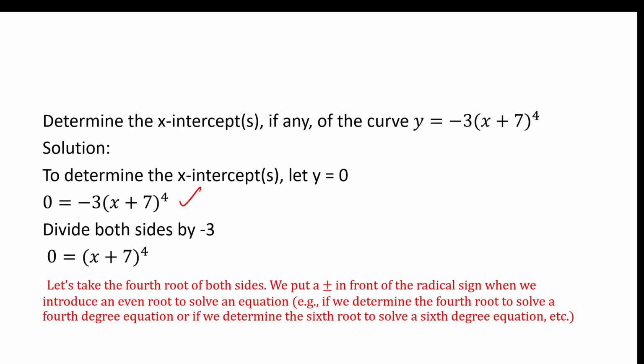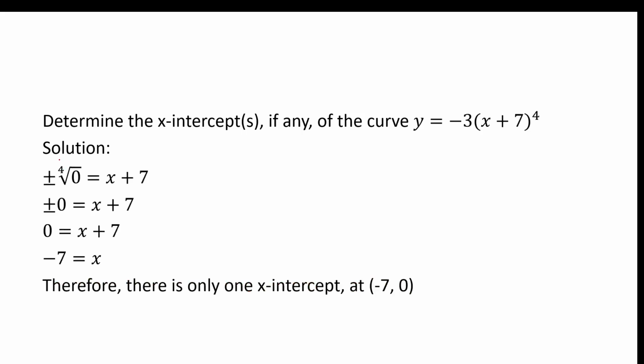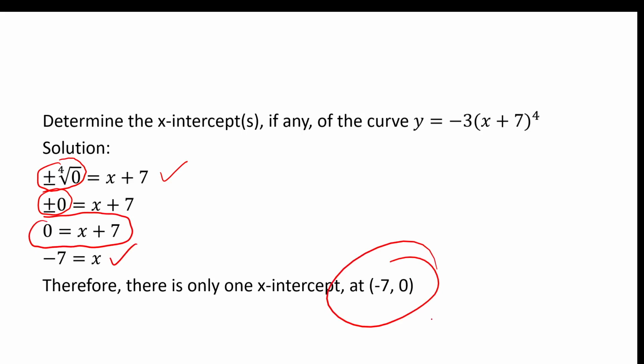If we divide both sides by negative 3, we just get 0 equals x plus 7 quantity to the 4. We'll take the fourth root of both sides and we'll put a plus or minus in front of the radical sign because it's an even root. So we determine plus or minus the fourth root of 0 is equal to x plus 7. The fourth root of 0 is 0. So we have plus or minus 0 is equal to x plus 7, but there is no positive or negative 0. 0 is just 0. So 0 is equal to x plus 7. X is negative 7. So this is one of those situations we talked about where there's only one x-intercept.